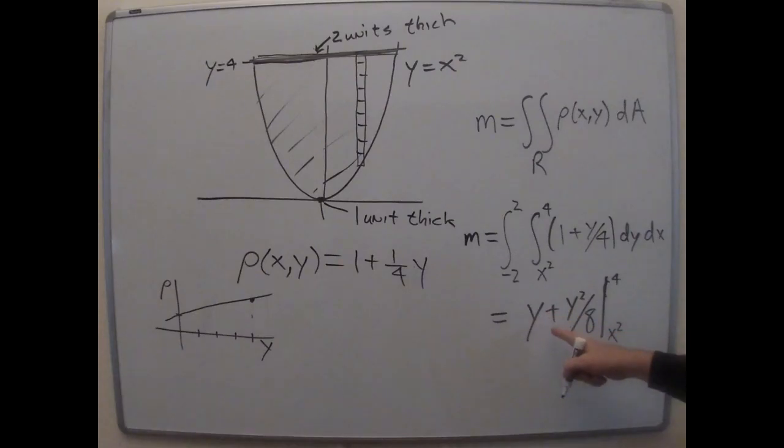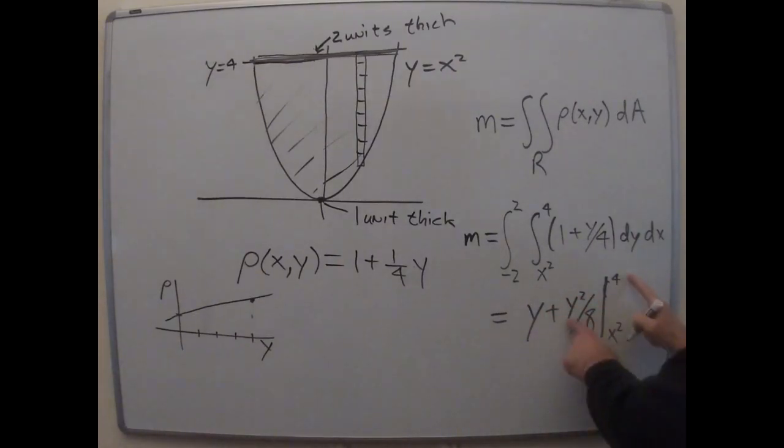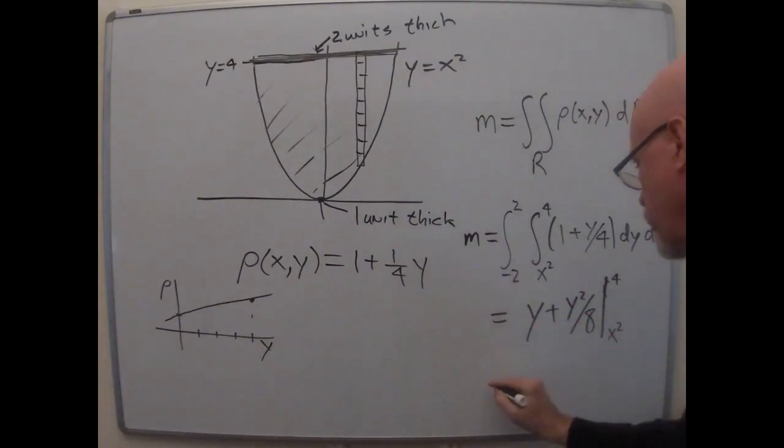Sure, 4 plus 16 over 8, 2. Did I do that right? 4 squared over 8, yeah, that's 2. 4 plus 2, okay, 6.